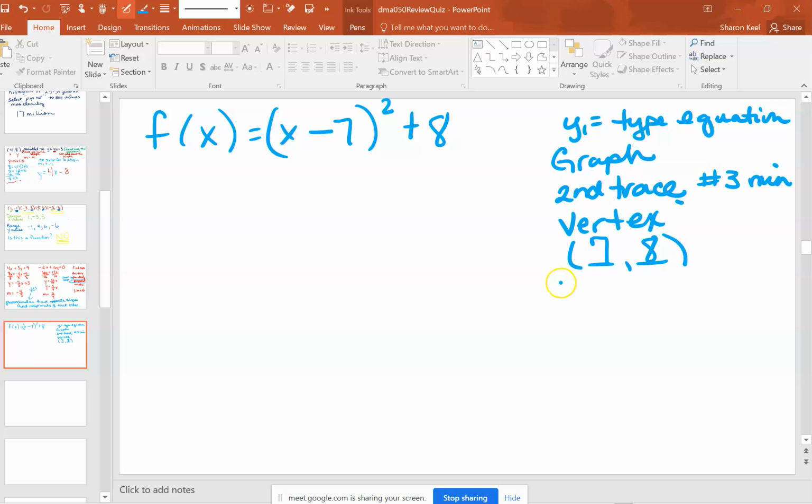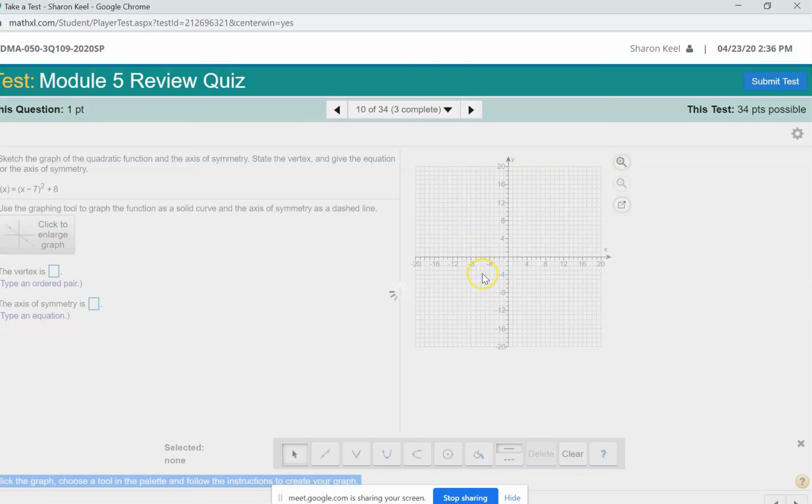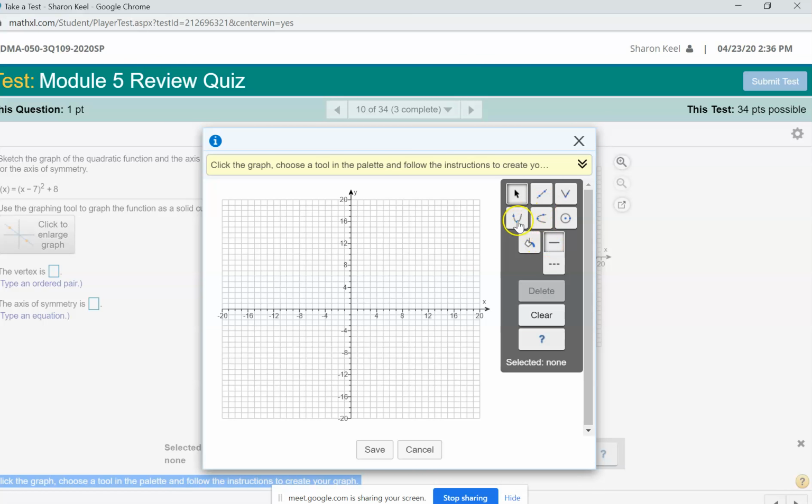When you graph a parabola, you are going to have to graph that point first. Then we're going to go second table to get a second point that we can graph here. Okay, so to graph it, we're going to choose our parabola and find the point 7, 8. So we go right to 7, up to 8.